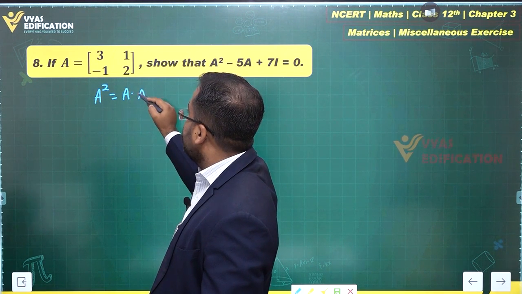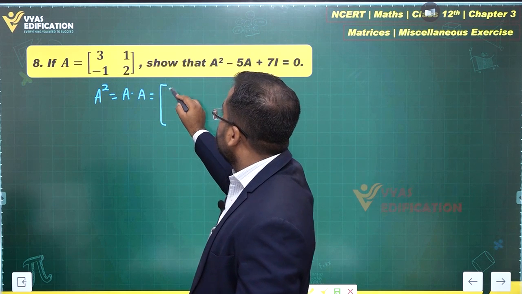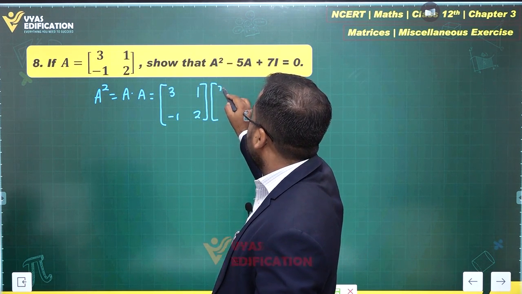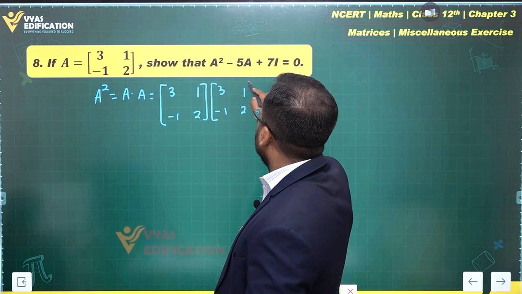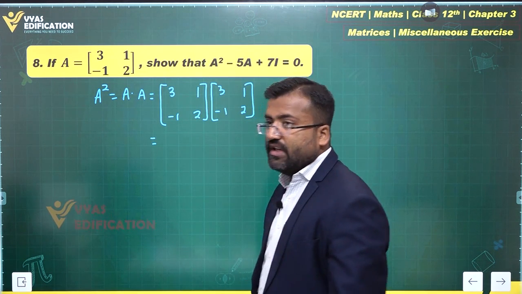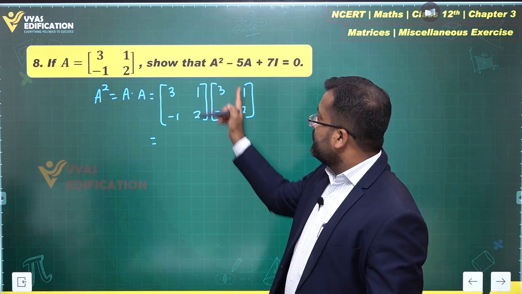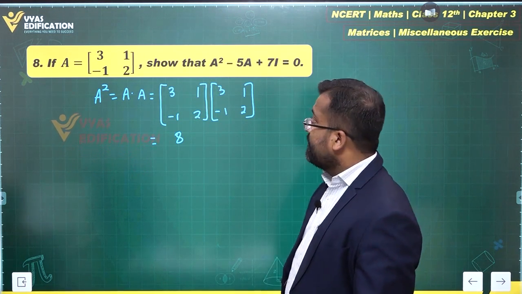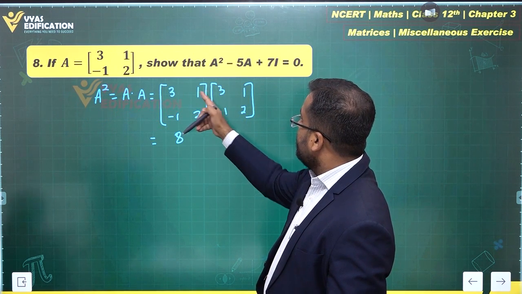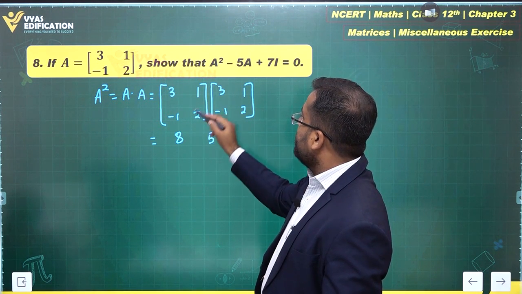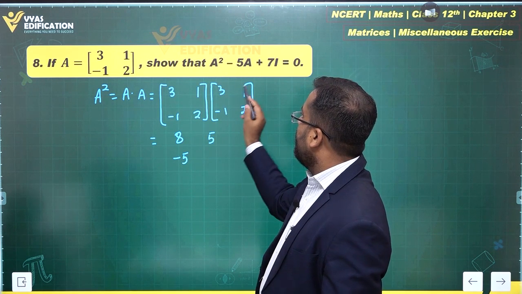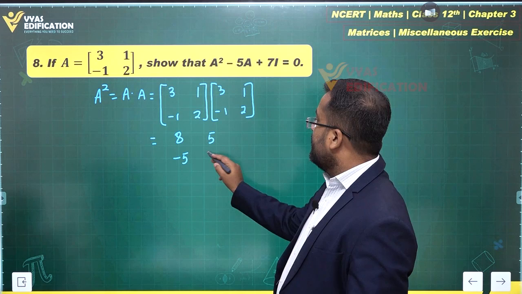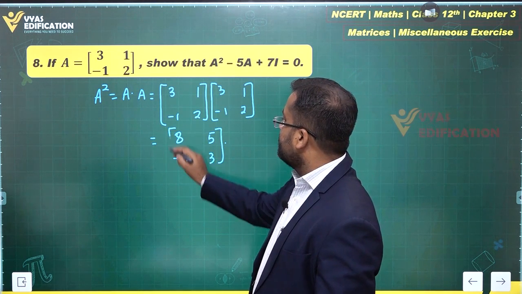A squared is A times A. What is that equal to? This is [3, 1; minus 1, 2] times [3, 1; minus 1, 2]. What is this equal to? Let's multiply them together. The first row, first column: 3 times 3 is 9, minus 1 is 8. Okay. 3 plus 2 is 5. Minus 3 minus 2 is minus 5. Minus 1 plus 4 is 3. This is A squared for us.